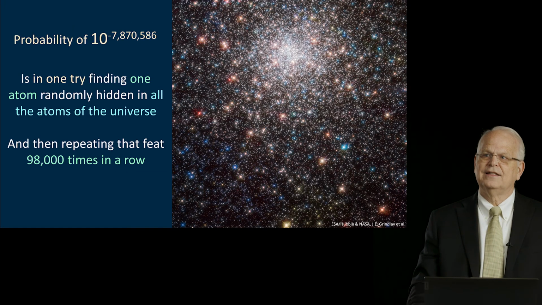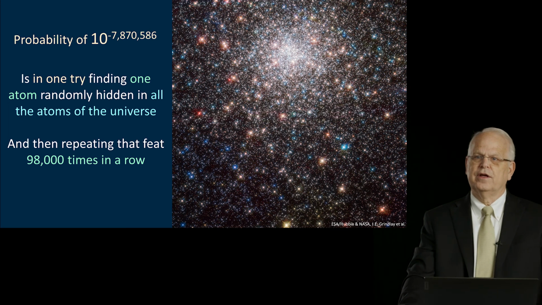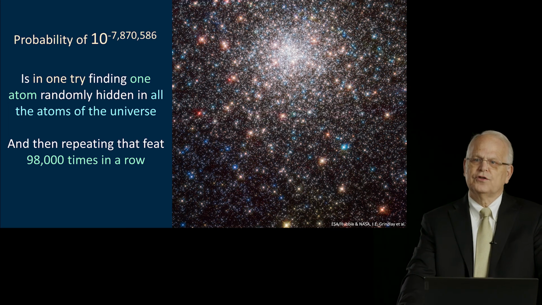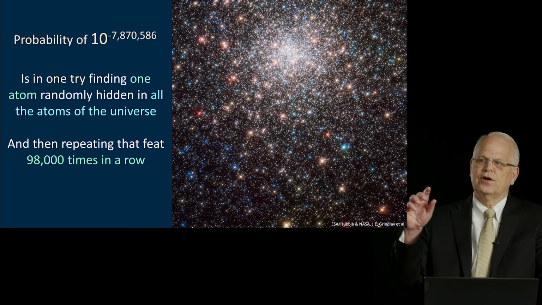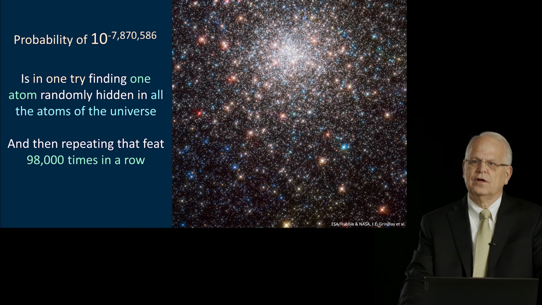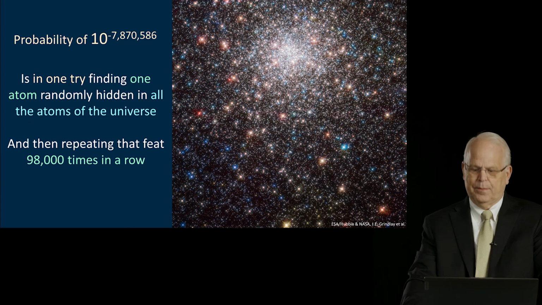Now, just to give you an idea about how ridiculously small that number is, it is in one try finding one atom randomly hidden in all the atoms of the universe, and then repeating that feat 98,000 times in a row. So if you can imagine one atom hidden 625,000 light years from Earth, deep within a star that's fading away, and you have to find that in one selection among all the atoms of the universe, and then you've got to repeat that feat 98,000 times in a row. Again, it just did not happen.